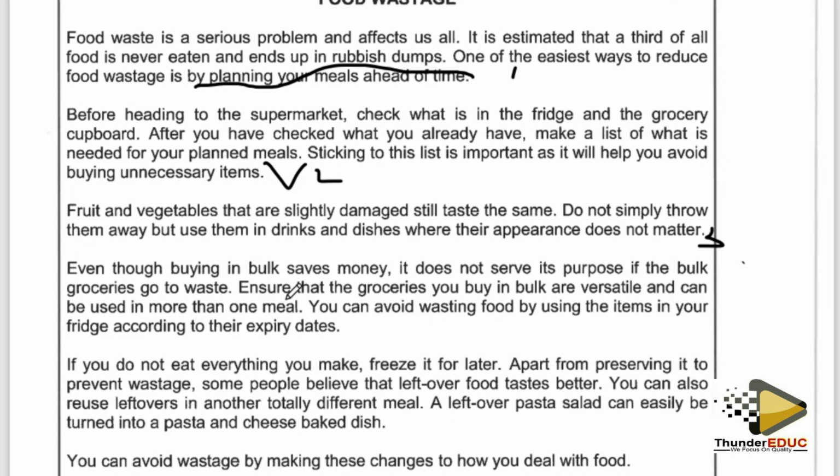Even though buying in bulk saves money, it does not serve its purpose if the bulk groceries go to waste. Ensure that the groceries you buy in bulk are versatile and can be used in more than one meal. That's our point number 4.